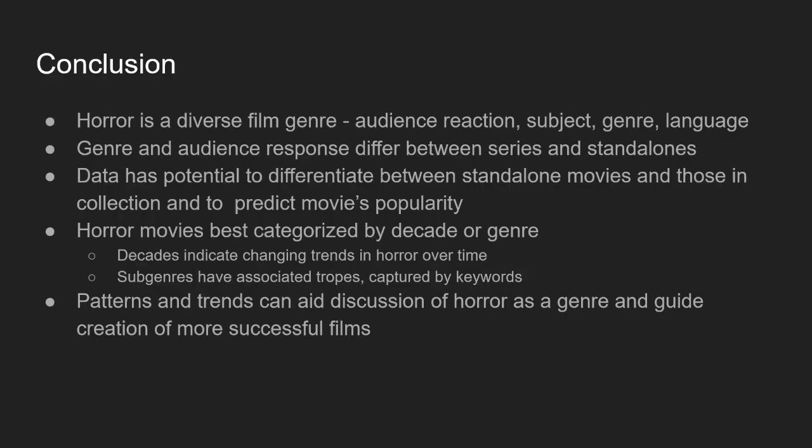Genre and audience response differ between movies in a series and standalone movies. The data shows potential to differentiate between collection and standalone movies as well as to predict popularity. Horror movies appear to be best categorized by either decade or genre, depending on the type of data. Grouping by decade suggests that there have been changing trends in horror over time, and grouping by subgenres shows that subgenres have associated tropes that are captured by keywords. These patterns and trends can aid in the discussion of horror as a genre and serve as a guide for the creation of more successful films.